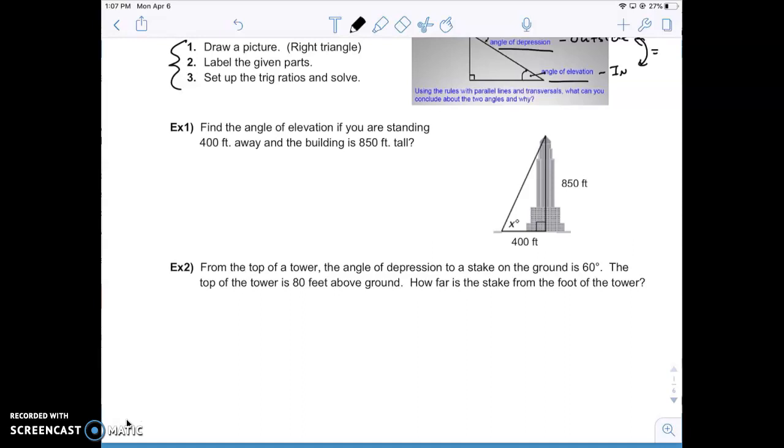This file is in Schoology. I hope you've already downloaded it. If not, pause a minute and go get it. Alright, so the first one, they already gave us the picture. I want you to go ahead and do this one yourself, and then come back and check and see if you had the right answer.